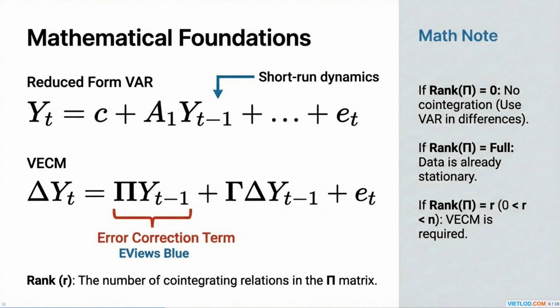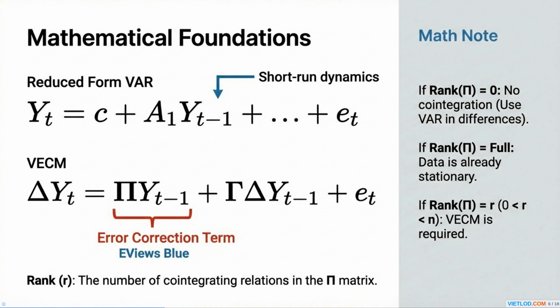The VECM is a restricted VAR for co-integrated series. It models the change in the variable, delta yt. It includes an error correction term, pi yt-1, which pushes the variables back towards their long-run equilibrium. The rank of the matrix pi, denoted as R, is critical. It tells us the number of co-integrating relationships.